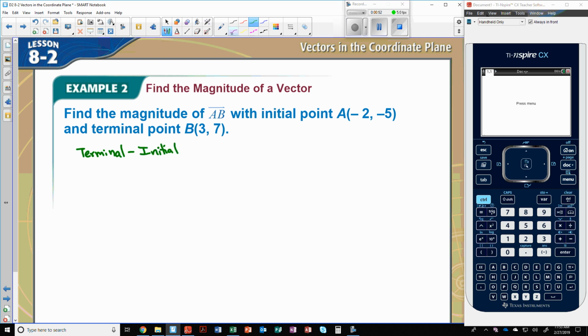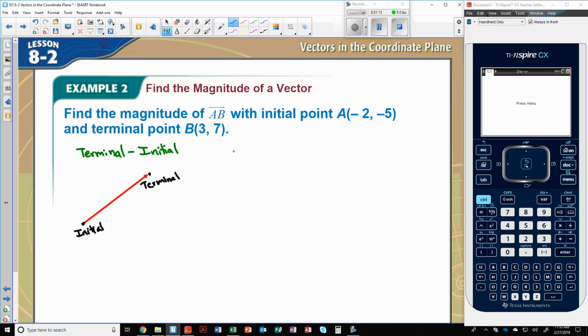To give you a physical representation of this, here's a vector. The point that it's pointing to, that's the terminal point. This right here is the initial. And if you go back a slide, you'll see that you take your ending point and you subtract the initial point. So that's what we're going to do here.